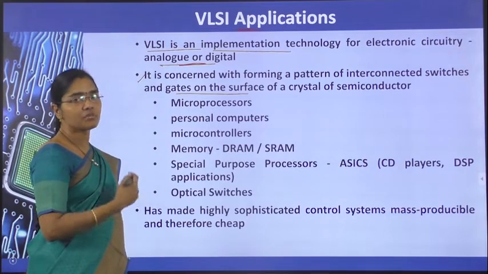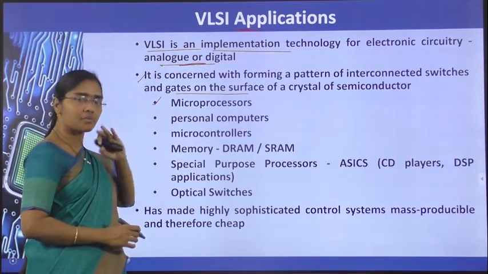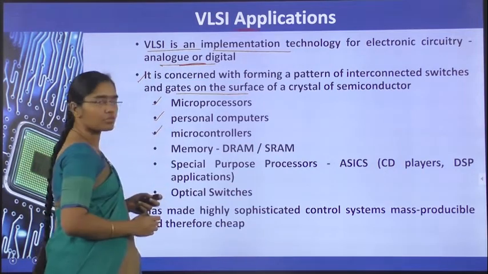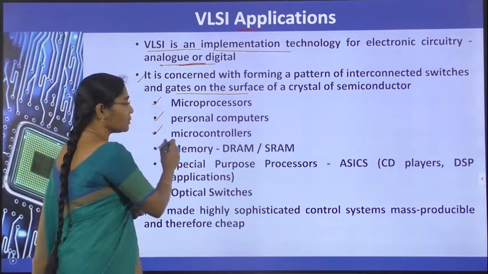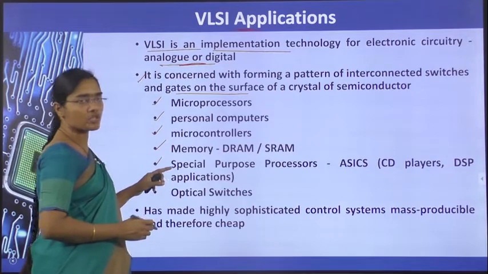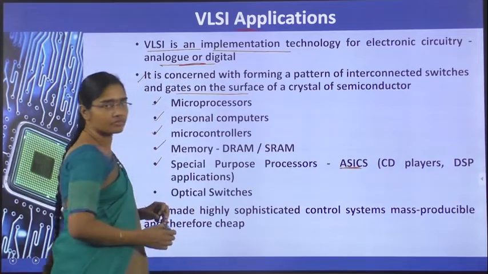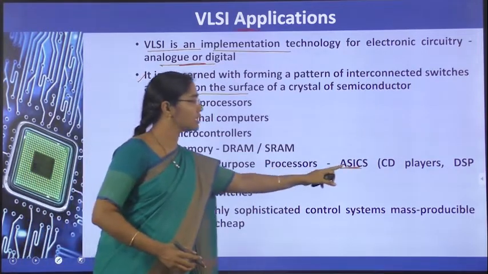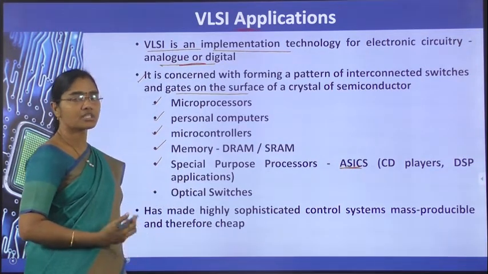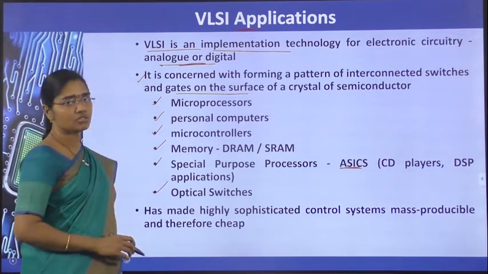Because of this nature, it can be used in many applications. Microprocessor ICs are an application of VLSI. So microprocessors, personal computers, microcontrollers, and memory devices like DRAM, SRAM and all the memories. Then special purpose processors called ASICs, application specific integrated circuits, with examples like CD players, DSP applications and some medical and healthcare applications also. Then it is used in optical switches.